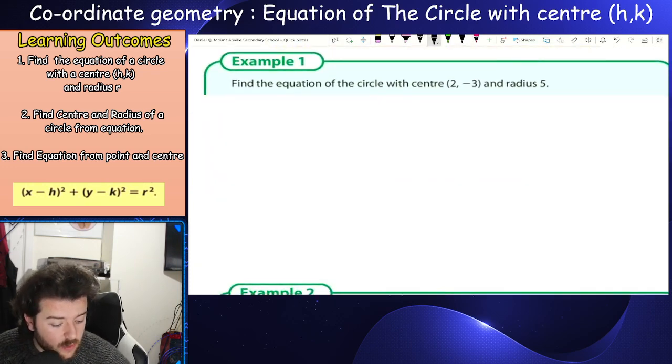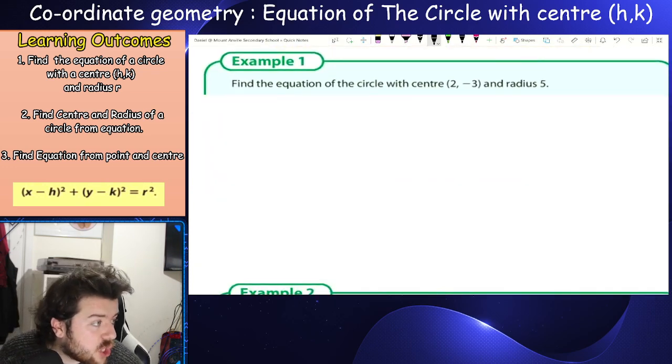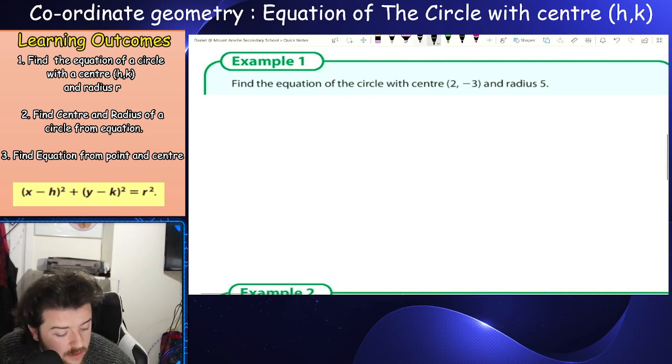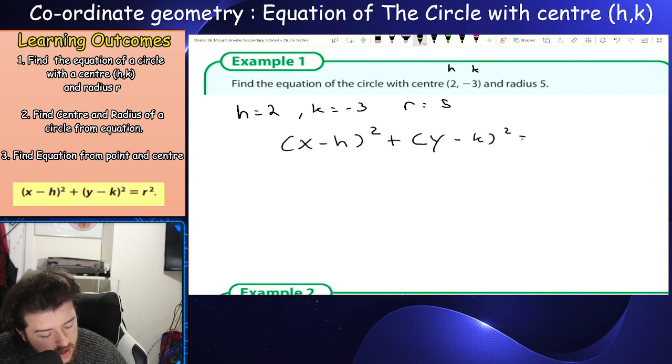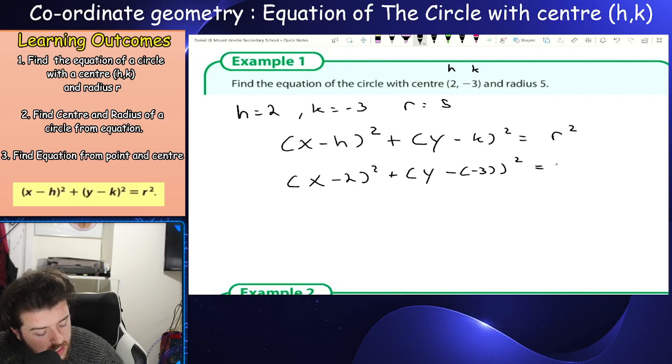Anyway, let's do some practice questions. Find the equation of a circle with center 2, minus 3 and a radius of 5. So again, label my points. This is my center point, hk, so h equals 2, k is equal to minus 3, and my radius is equal to 5. So sub into my formula: x minus h squared plus y minus k squared equals r squared. So I have x minus 2 squared plus y minus negative 3 squared equals r squared.